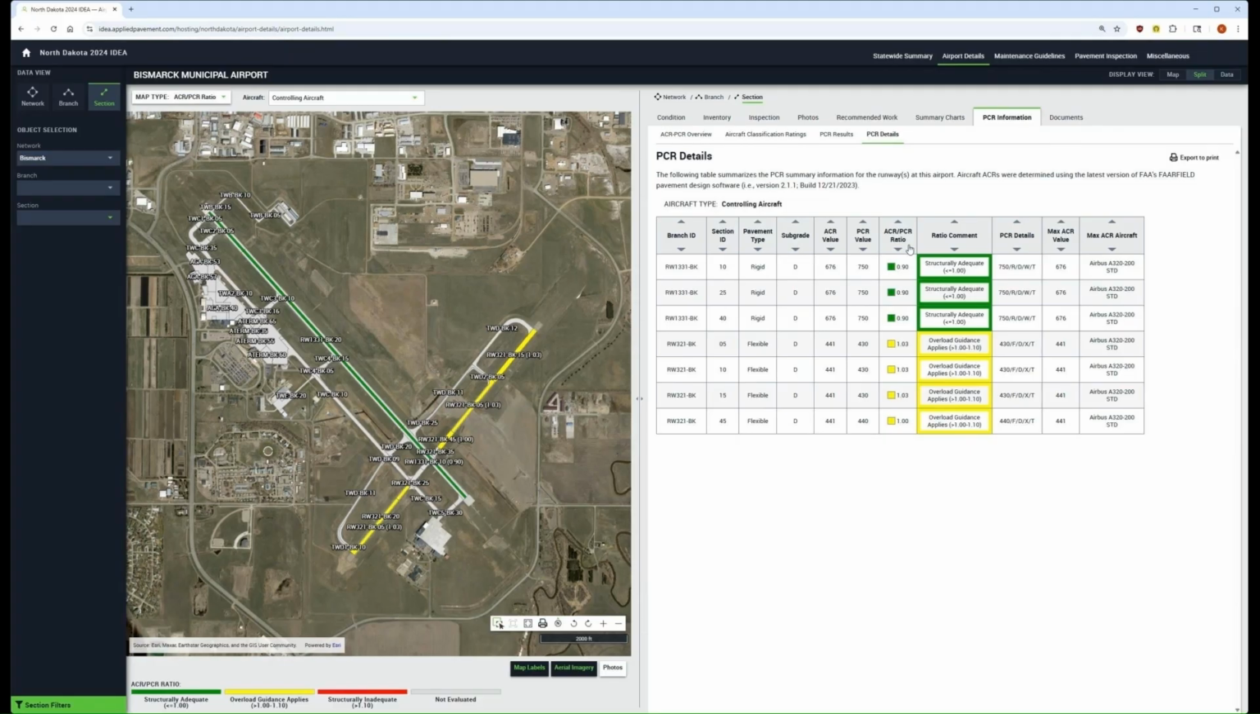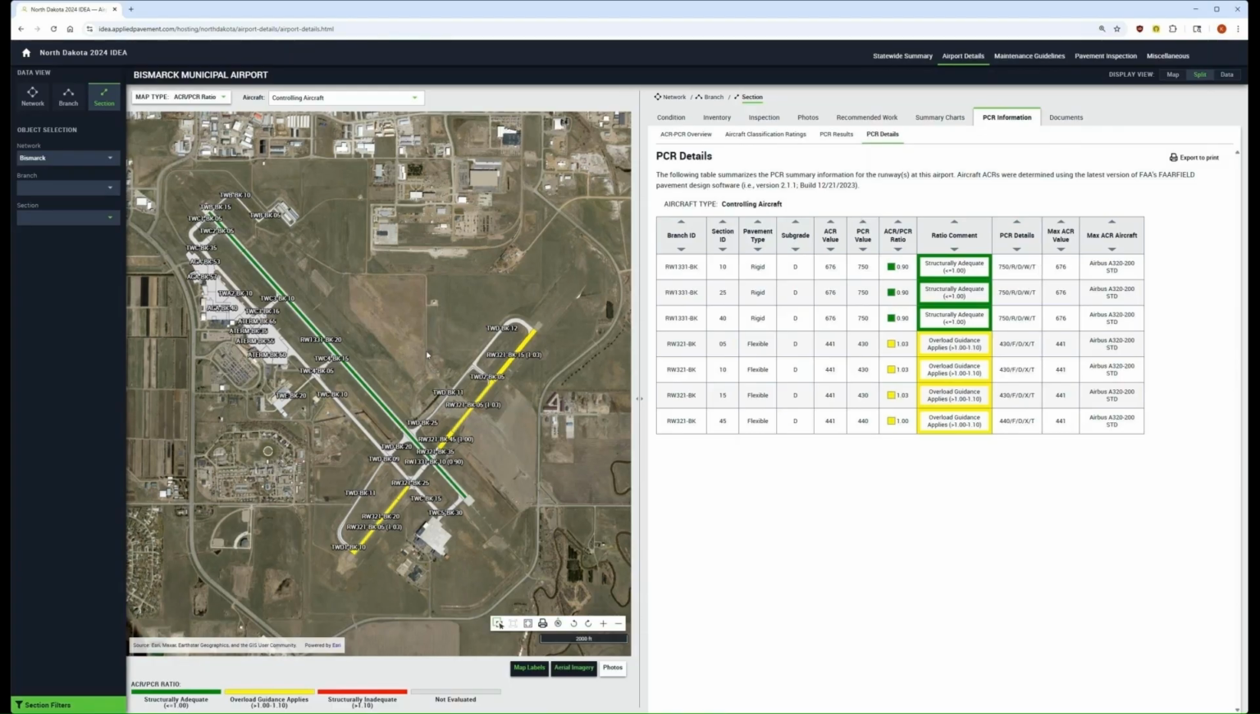So as long as the ACR of an infrequently operating aircraft is no more than 10% over the PCR in the ACR-PCR ratio, it's acceptable to allow that aircraft to operate on an infrequent basis, occasionally, once or twice a year, something infrequent, not regular. If it's greater than the overload guidance, we would actually see red show up, meaning structurally inadequate.